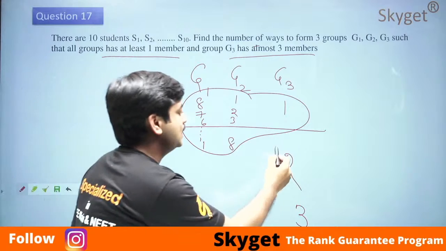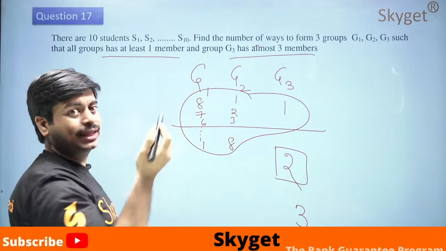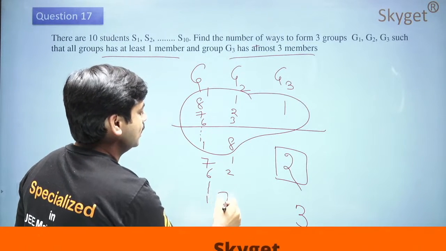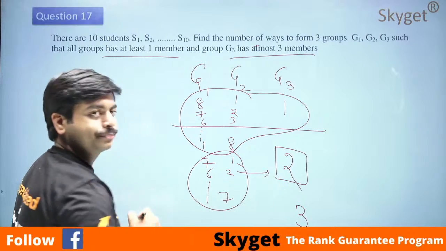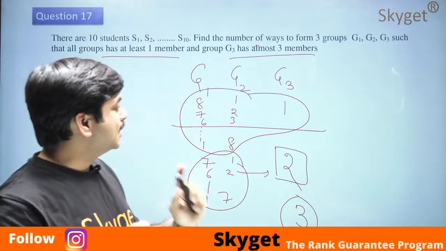Same way, when G3 is equal to 2, you'll also get different values, right? So already 2 are done, we are left with 8 members. So 7, 1, 6, 2, so on till 1, 7. All these values will come here. Okay, and in the same way for 3. So what is happening here?